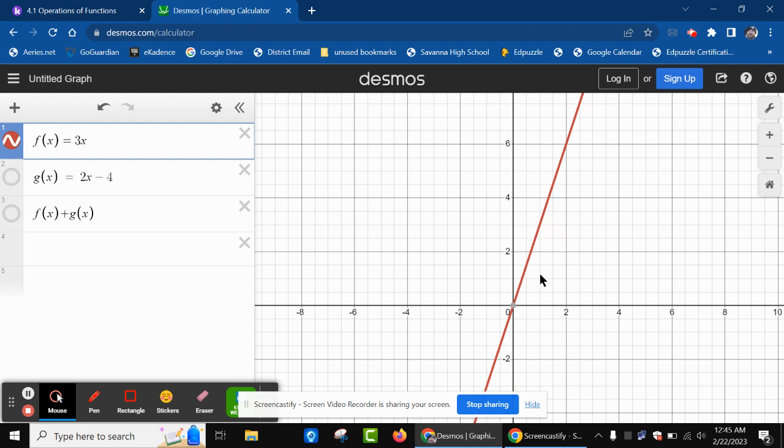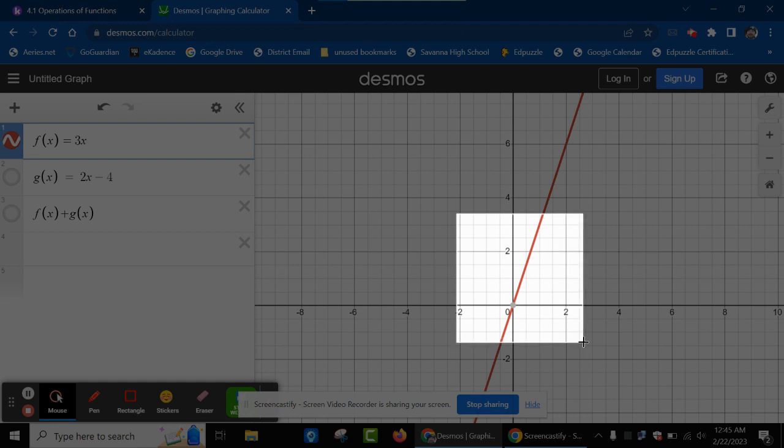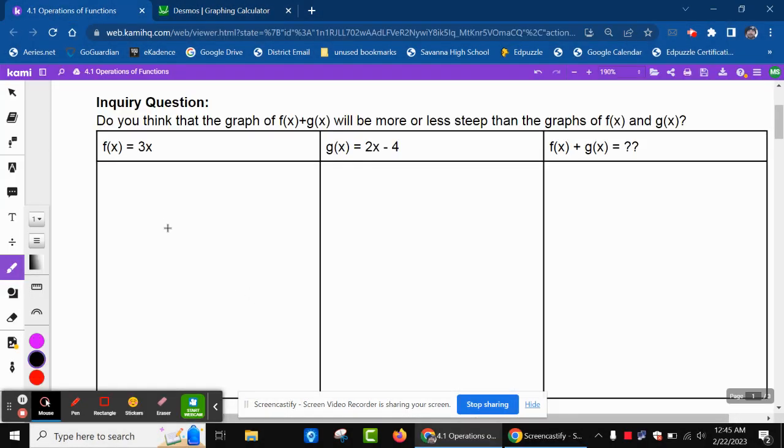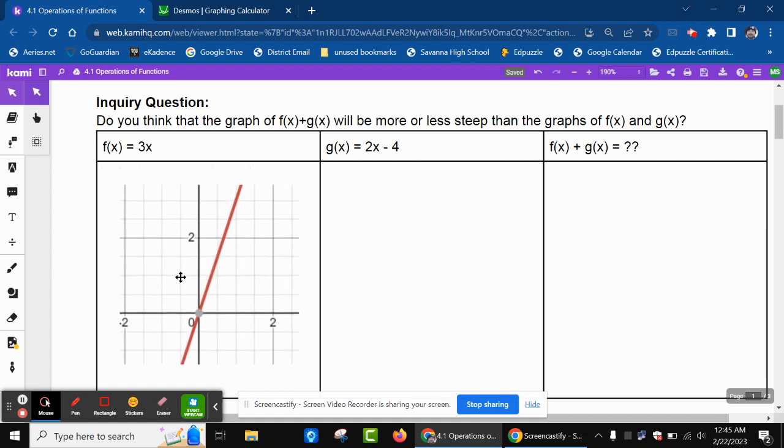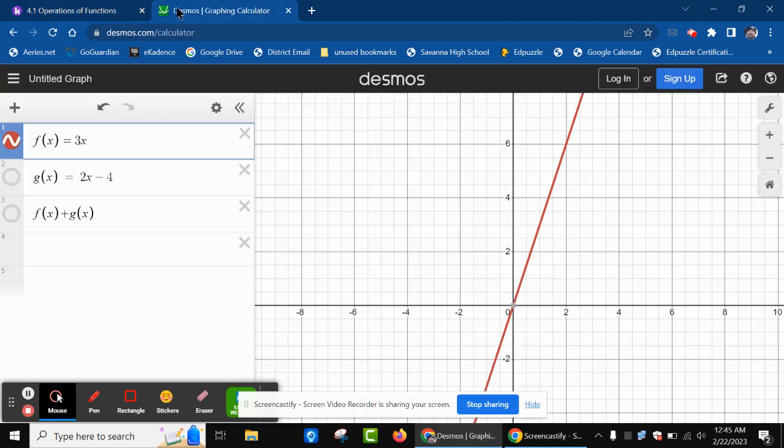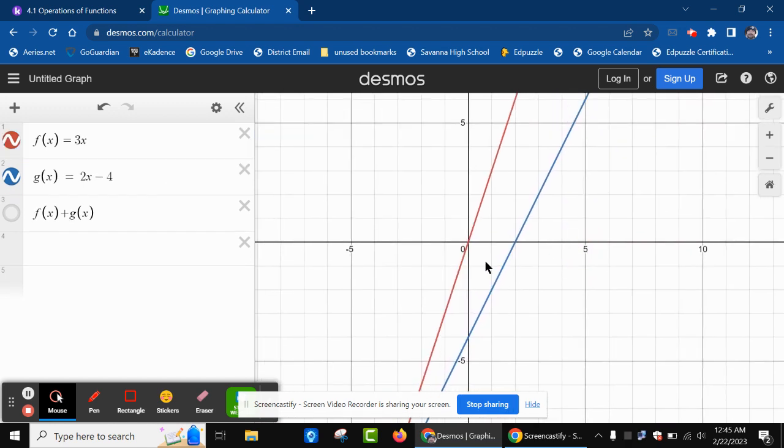So what I'm going to do is I'm going to copy paste. I'm going to post this over here. There's my graph right there. Cool. Now I see my 2x minus 4. All right, well, that looks a little different. Let's see what that looks like. Let's compare them. Hey, it looks like it's less steep. You see the red's going faster than the blue?